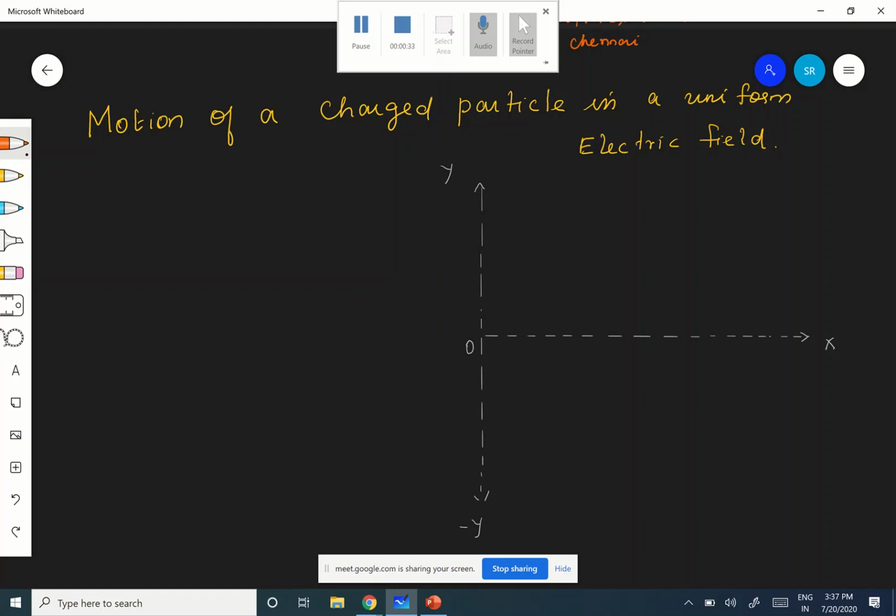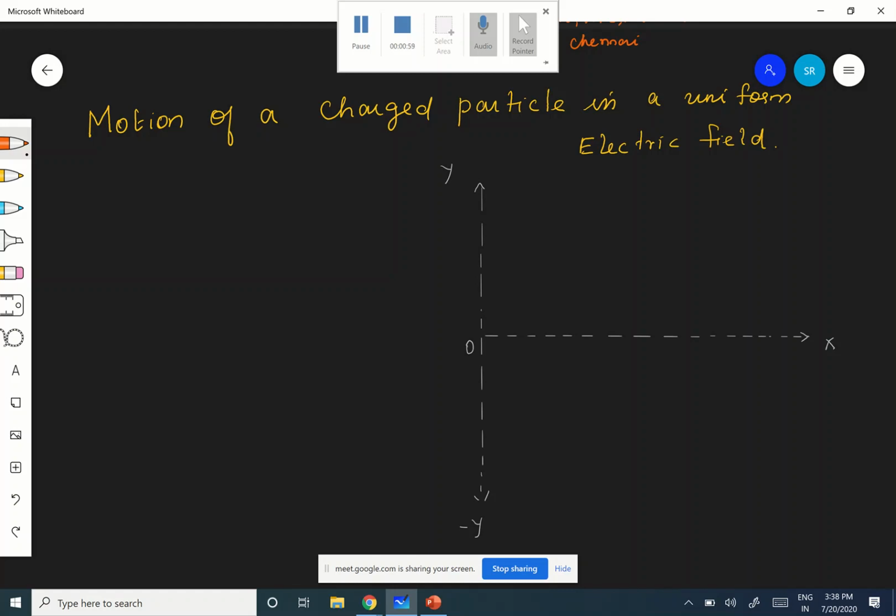What about the force? What will be the path of the charged particle when it is moving in an electric field and when it is moving in a magnetic field? Everything we are going to see in detail. To start with, first we will see the electric field: motion of a charged particle in a uniform electric field.